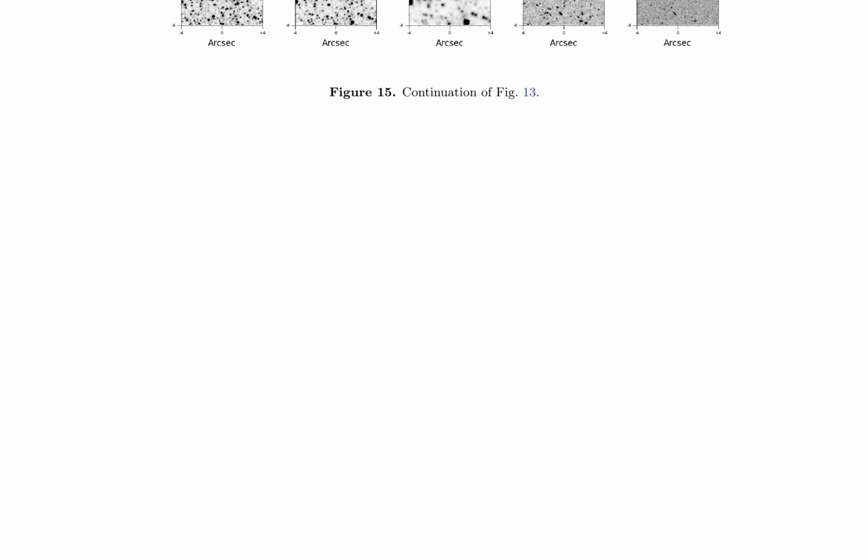Figure 15 illustrates the continuation of the period-luminosity relationship, demonstrating the consistency of the results obtained from different datasets. This figure serves as visual evidence supporting the authors' claims about the accuracy of their method and the reliability of the derived distance to M33.